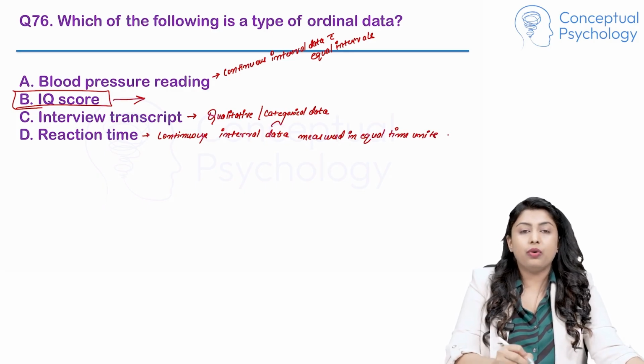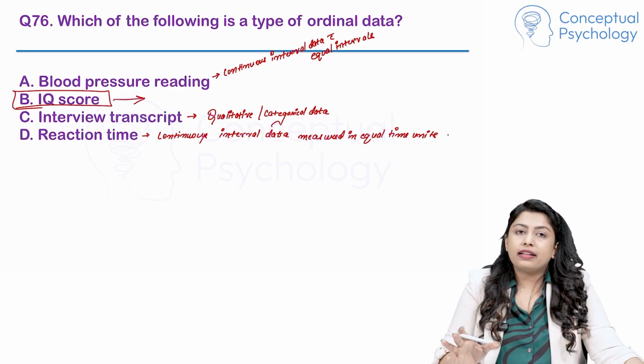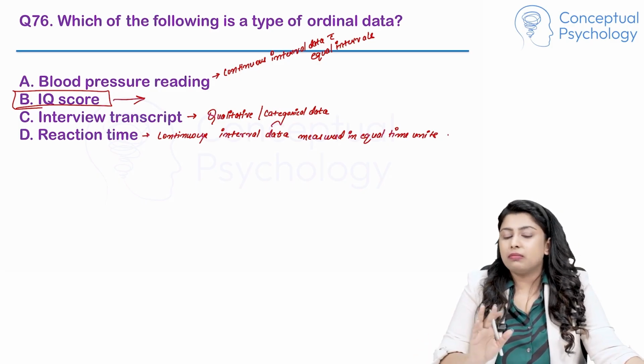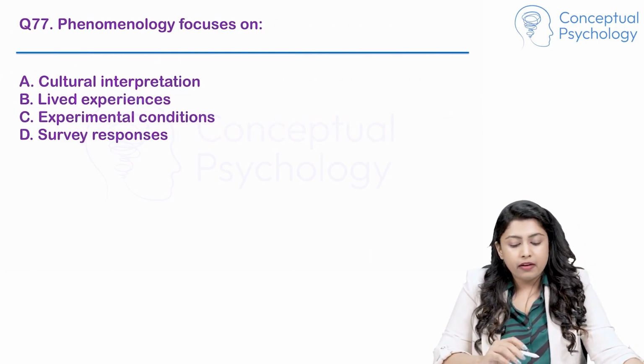Hence, IQ score is where ordinal data involves ordered categories and the rank order matters, but the intervals between categories may not be equal. Hence, B is the correct answer.